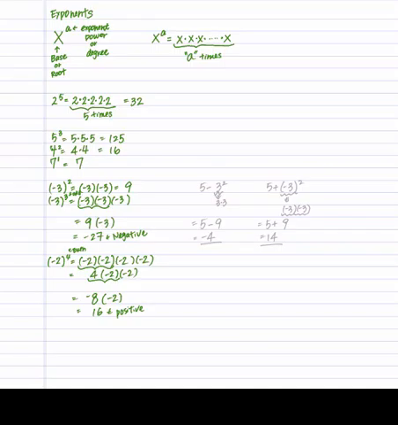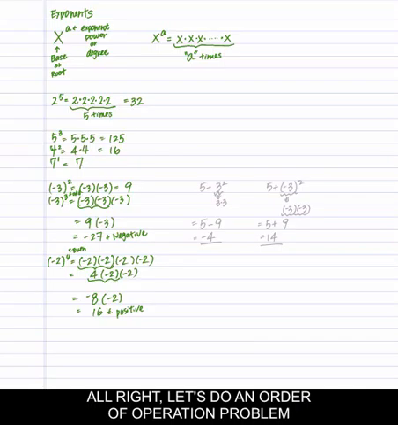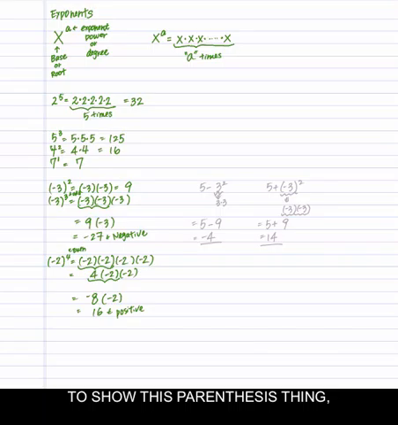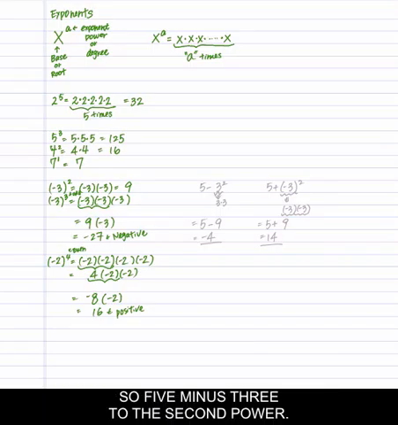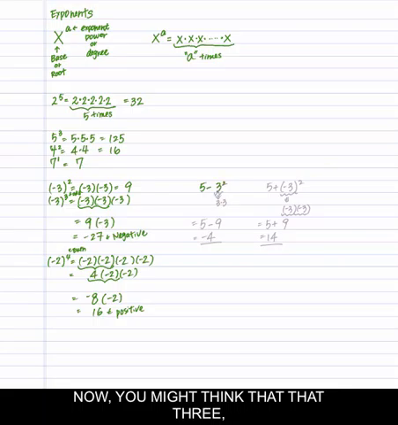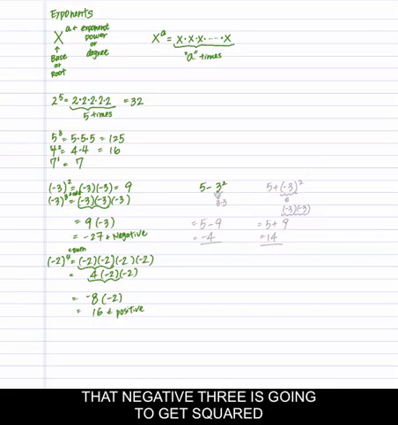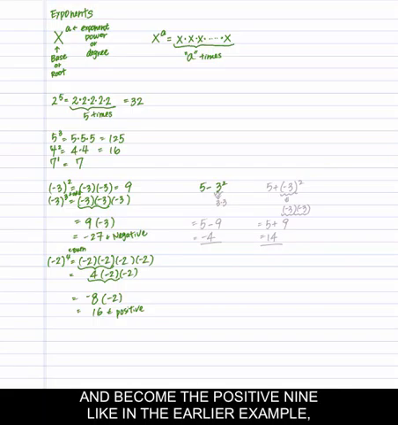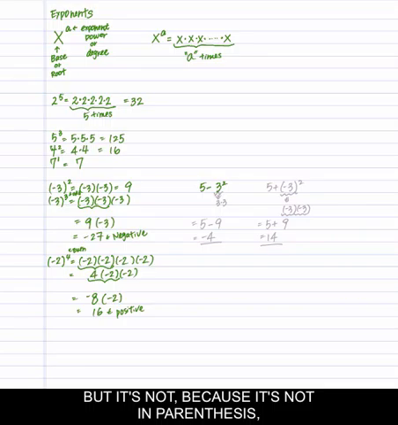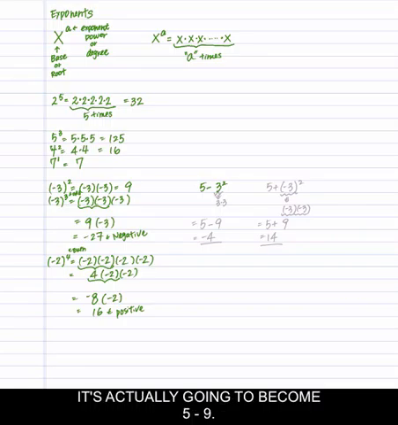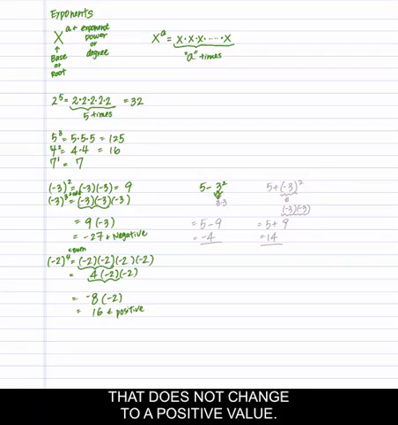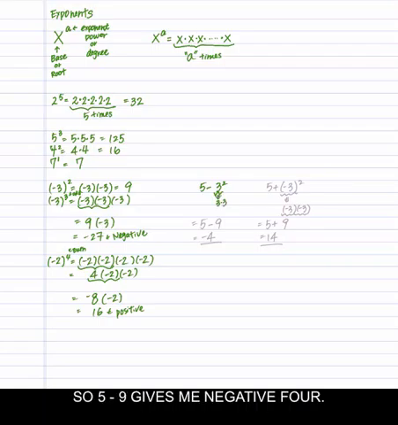All right, let's do an order of operation problem to show this parenthesis thing. So 5 minus 3 to the second power. Now you might think that that 3, that negative 3, is going to get squared and become the positive 9, like in the earlier example, but it's not. Because it's not in parentheses, it's actually going to become 5 minus 9. That does not change to a positive value. So 5 minus 9 gives me negative 4.